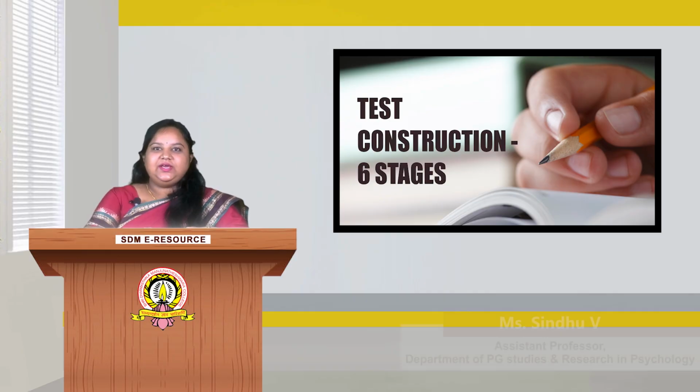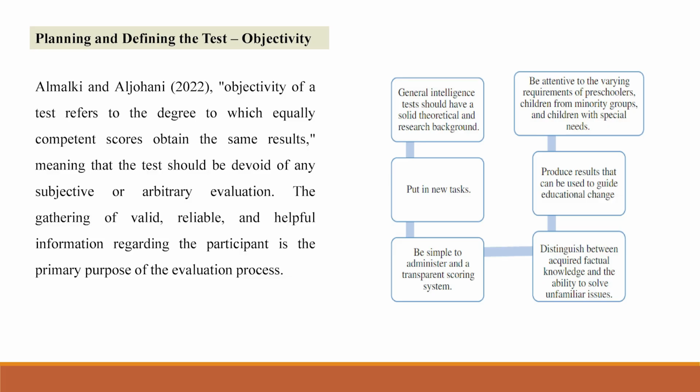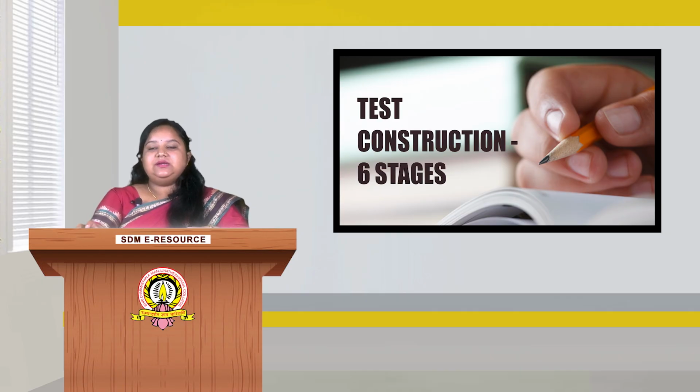Hello students, today we'll be discussing test construction, which involves 6 stages. The first stage of test construction is planning and defining the test objectivity. Objectivity of a test refers to the degree to which equally competent scorers obtain the same results, meaning that the test should be devoid of any subjective or arbitrary evaluation. The gathering of valid, reliable and helpful information regarding the participant is the primary purpose of the evaluation process.